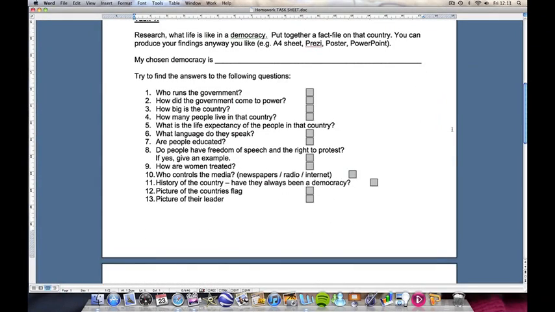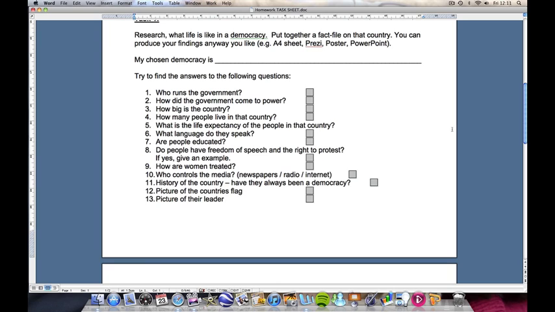The first task is to choose a democracy and put together a fact file on that country. Below you've got 13 questions, prompting 13 pieces of research and information that the students should be collecting. Who runs the government? How did the government come to power? How big is the country? Maybe that has an impact on why it has a type of government. How many people live in that country? Do small countries have different forms of government to big countries?